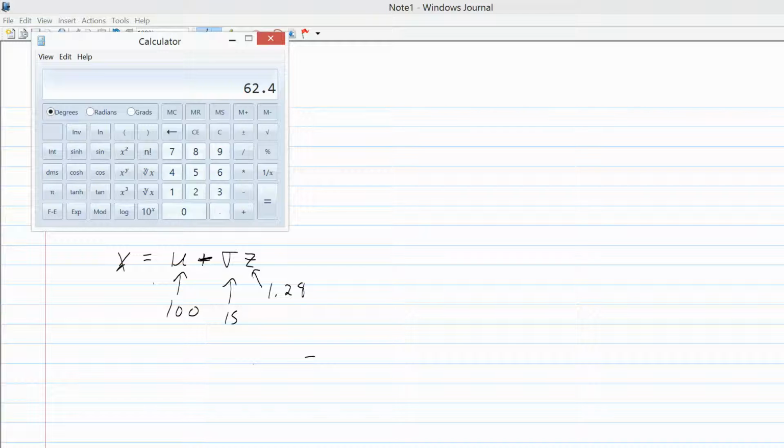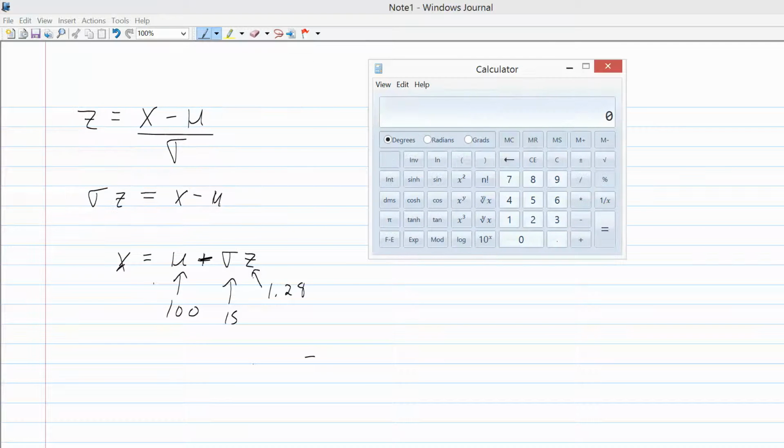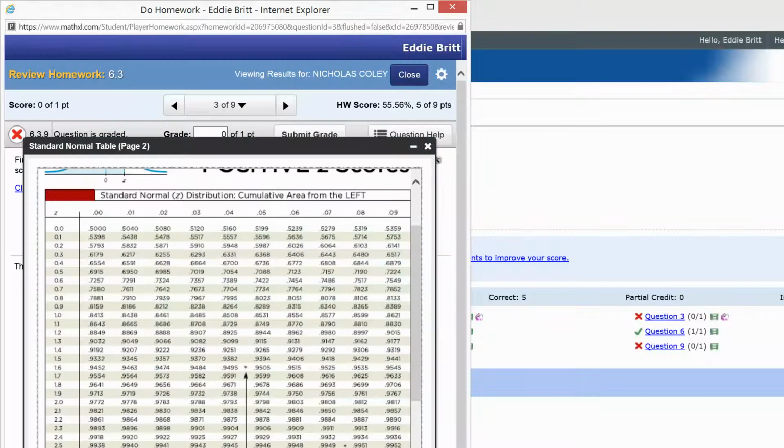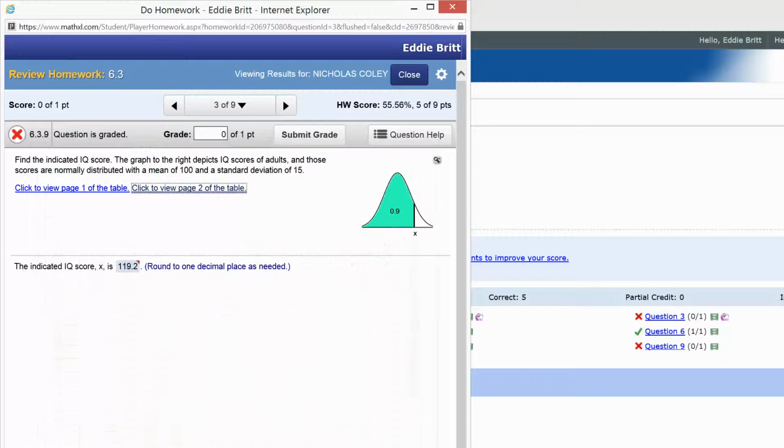That's going to be 15 times 1.28 plus 100, which is 119.2. Now let's go back to your problem. Say 119.2. This next problem, number 4, is very similar.